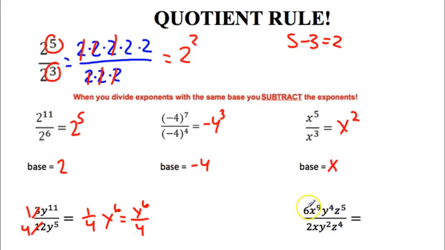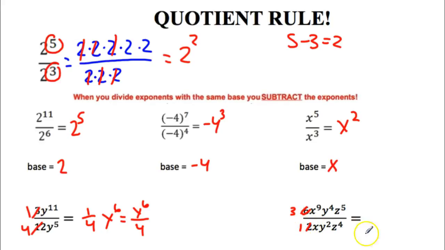All right, over here, same deal. The 6 and the 2, that's not the same number, but they can both be divided by 2, right? So 6 divided by 2, I'll cancel that and write 3. 2 divided by 2 is 1.